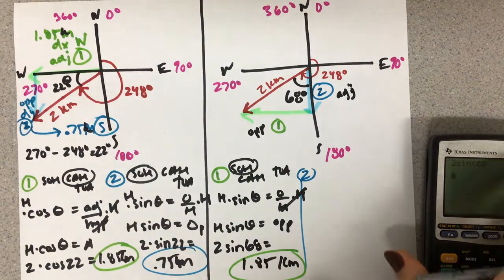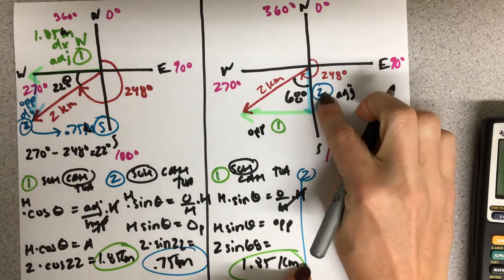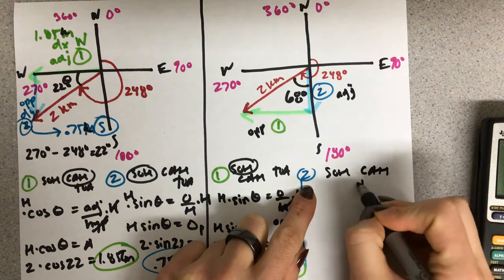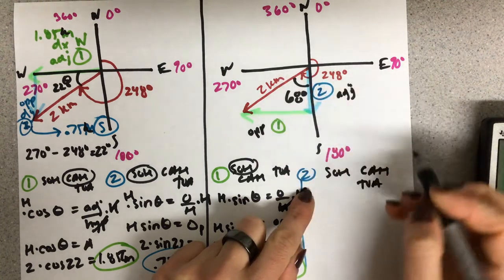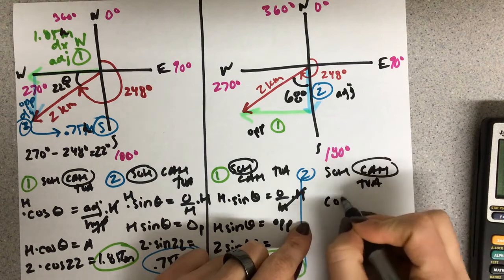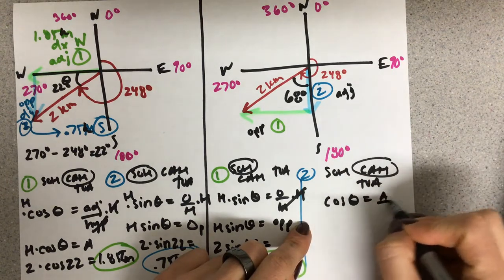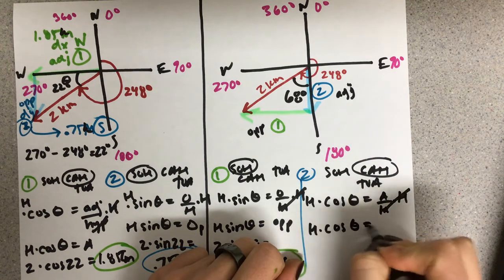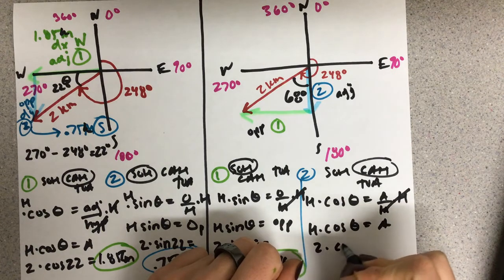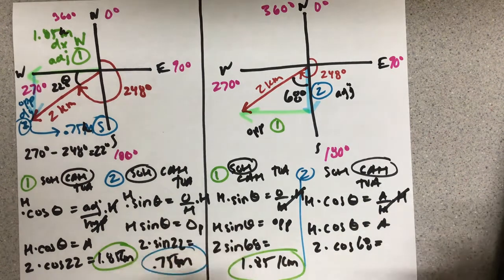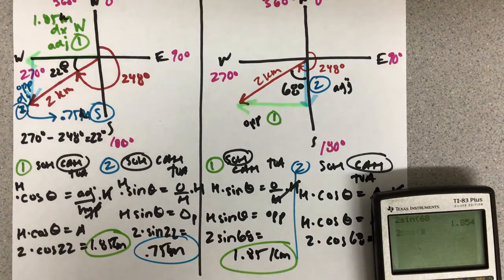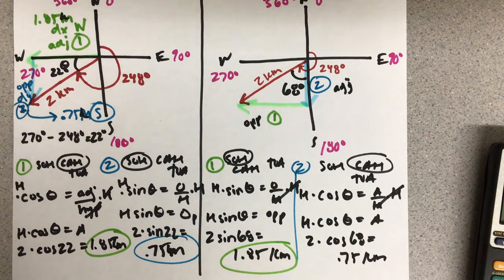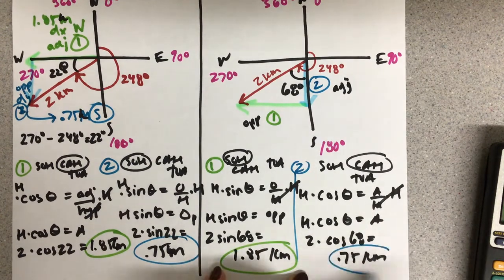Okay, let's do the other one real quick. So now we're trying to figure out 2. Here's my angle. Okay, it's adjacent and hypotenuse. So adjacent and hypotenuse, that's cosine. Cosine of theta equals adjacent over hypotenuse, multiply, cancel, hypotenuse times the cosine of theta equals my adjacent. 2 times the cosine of 68 is going to give me 0.75 kilometers. And that is what we got last time.